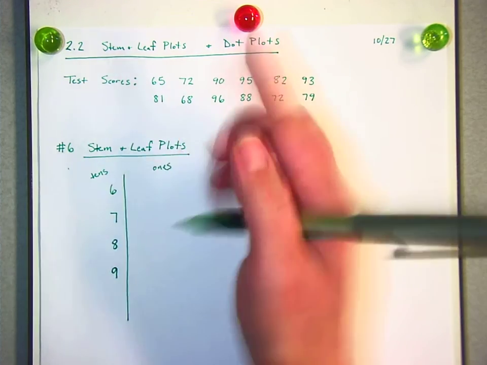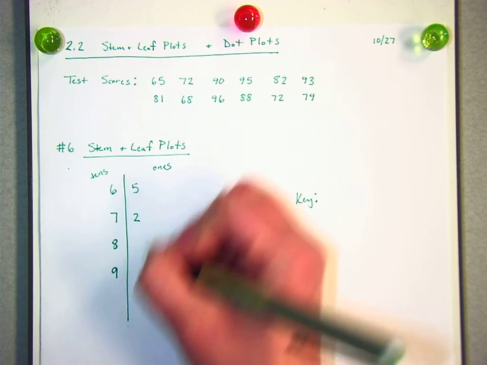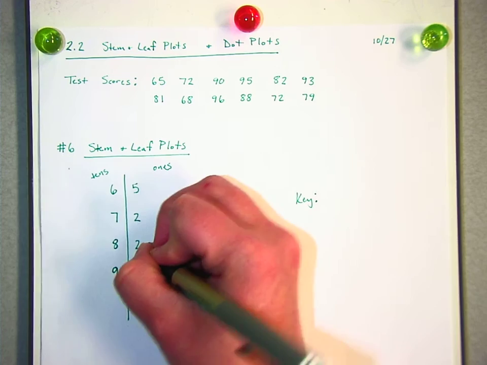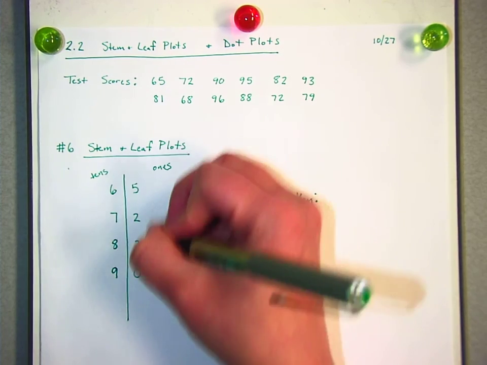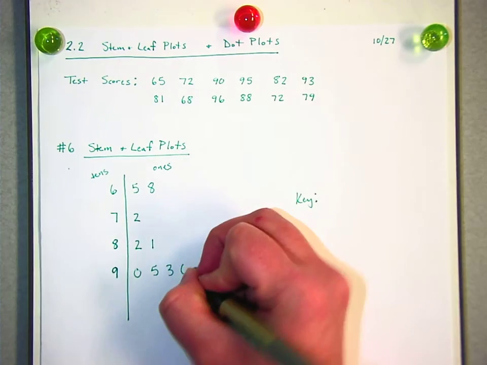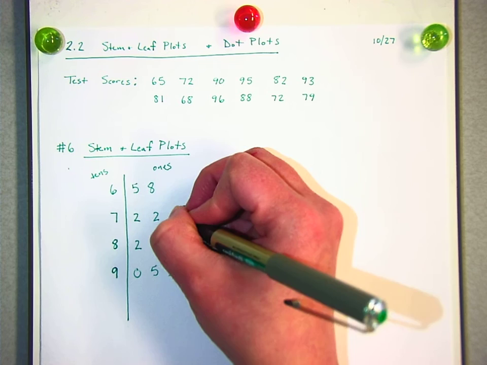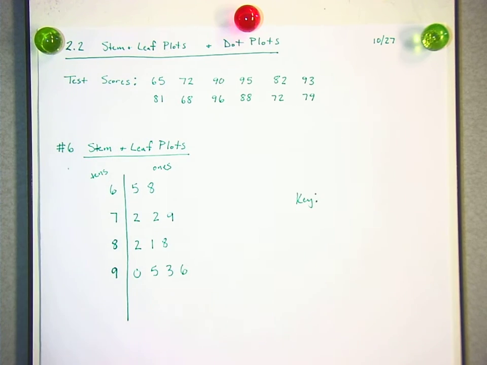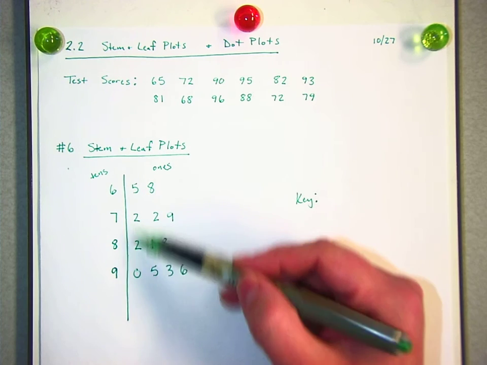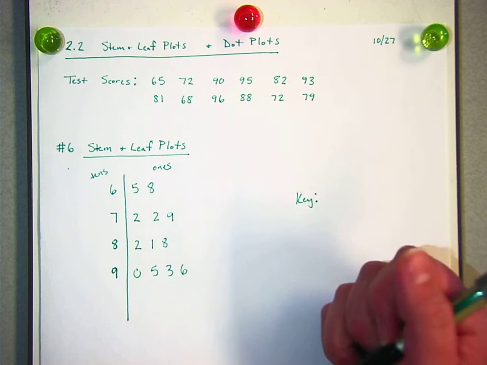So let's see, I've got 65, so the 5 goes right there, and 72, 90, 95, 82, 93, 81, 68, 96, 88, 72, and 79. Since there are 12 numbers, if you count up all the numbers on the right side, you should get to 12. So that's 7 plus 5 is 12, yep.